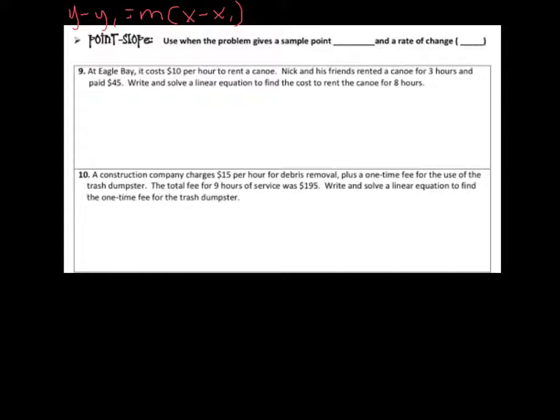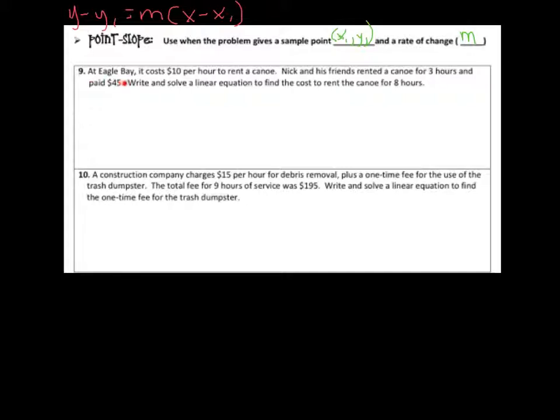So when would it be best to do that? Well, you're going to use point slope when the problem gives you a sample point. So remember, your sample point would be written where your x1, y1 is in your equation, and your rate of change, which remember, that's your m in your equation. So let's go ahead and look at number 9 and kind of see what I'm talking about here.